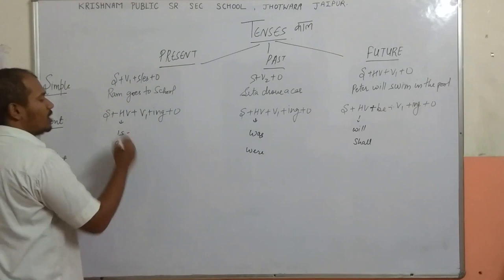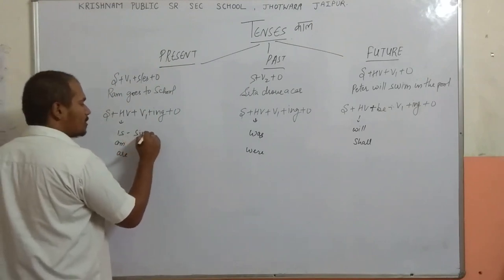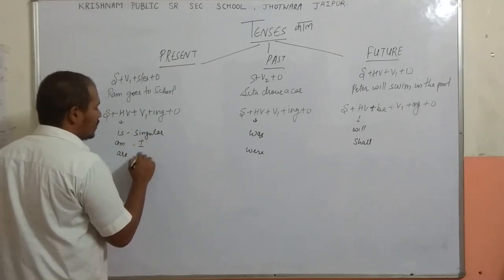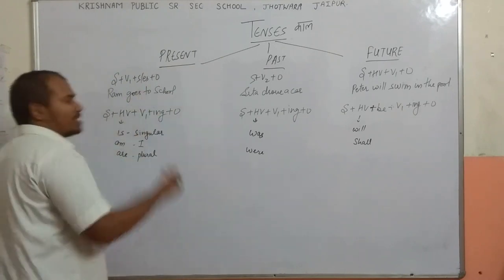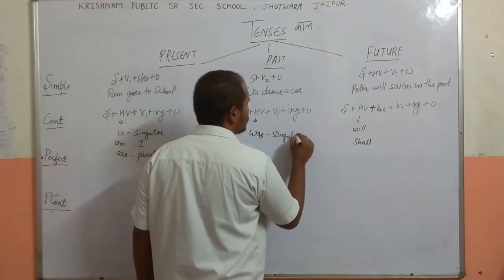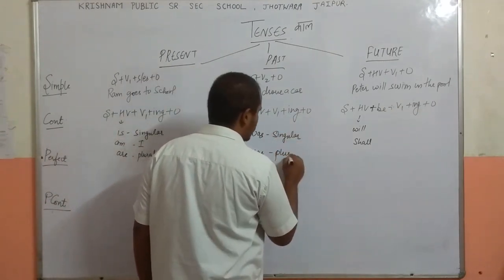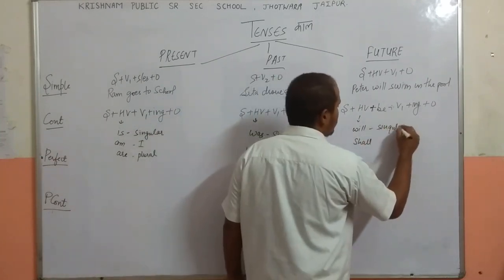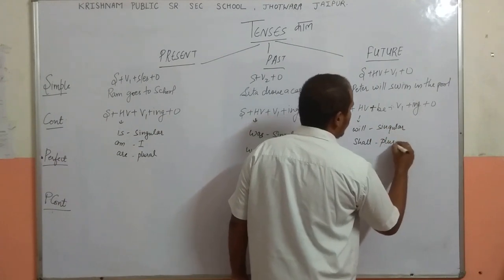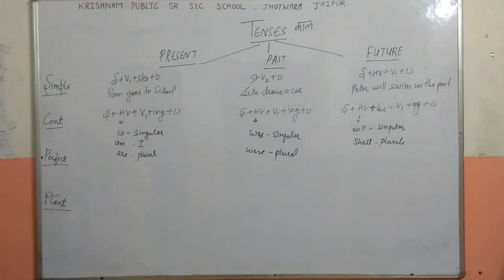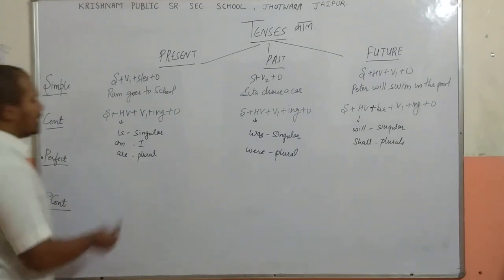Give me an example how we use them. Is is used with singulars. Am is used with I and are with plurals. Very good. We do discuss it before also. Was with singulars and were with plurals. Very good. Will with singulars and shall with plurals. Fine. I told you already these things, but this was for a reminder. Fine. I'll come with examples.